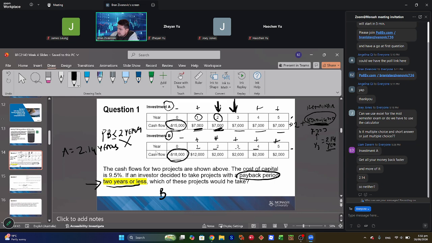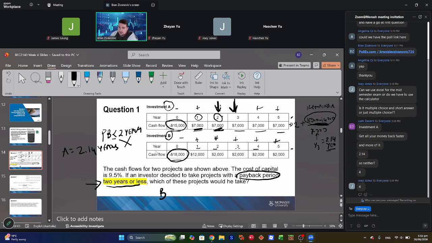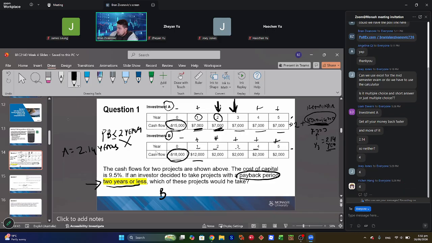We invest 18,000, right? So let's just quickly, without any math, go through the years. How many years will it take us to get 18,000 back for option B? 4, exactly. So we make 12 in year 1. We make 2 in year 2, so that's 14. We make 2 in year 3, that's 16, and we make another 2 in year 4, that's 18. So it takes us 4 years to recoup the initial 18,000.